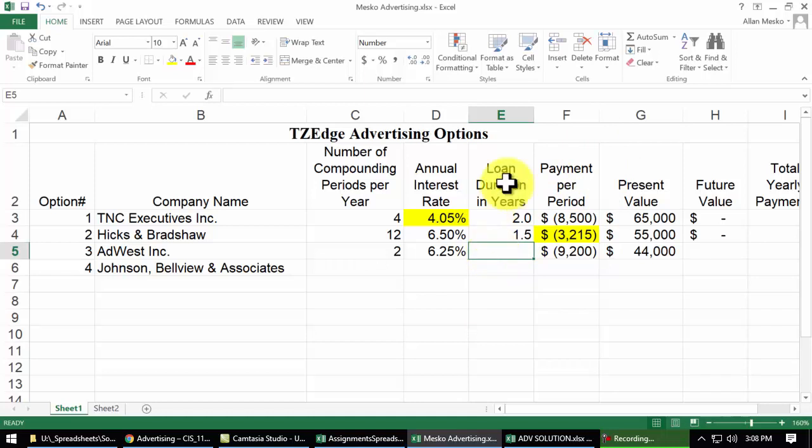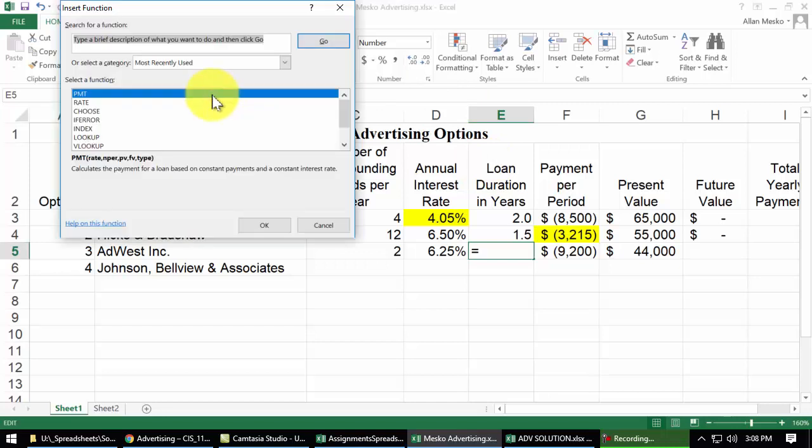So to find our loan duration of years, we're going to want to find the number of periods. How many times are we going to be making this payment? And then, because we're making 2 payments a year, we would take this and divide it by 2, and that would tell us how many years. So let's use that NPER function.